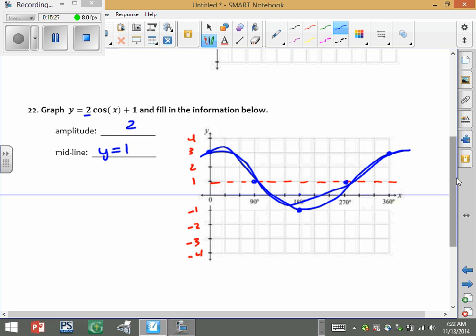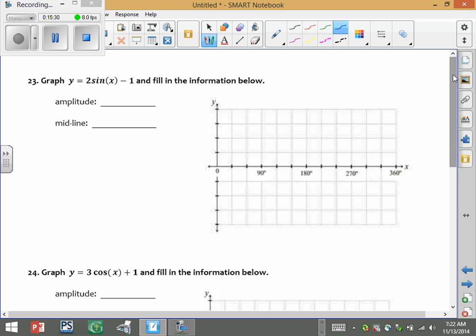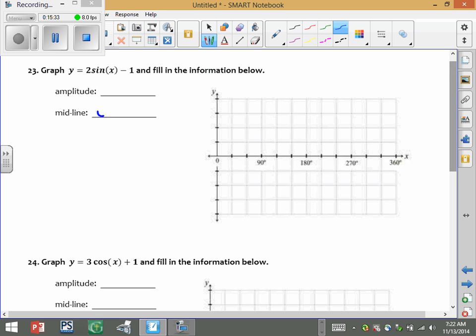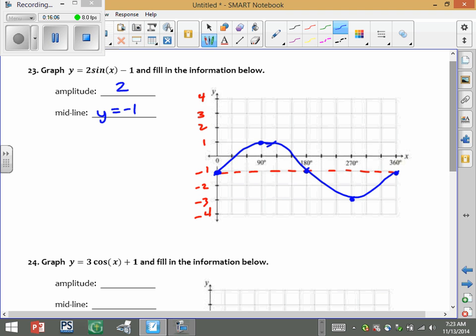All right. 2 more quick examples. So here, the midline is actually going to be y equals negative 1. And then our amplitude is 2. So this time we're going to draw a line at y equals negative 1. And I'll just use my scale like it normally would be. And the amplitude is 2, so since this is a sine curve, we're going to start right at our quote-unquote origin, and then we go up 2 from the midline, back to the midline. We've got to go 2 below the midline, and then back to the midline. So there's that one.